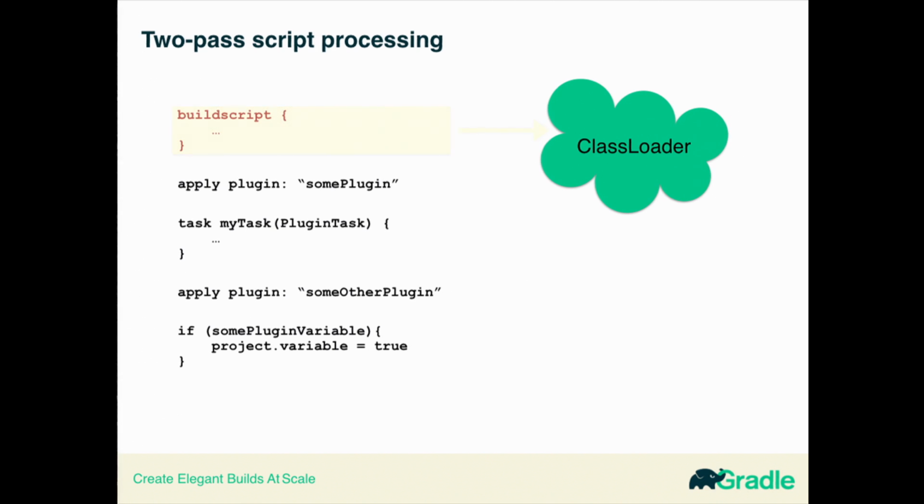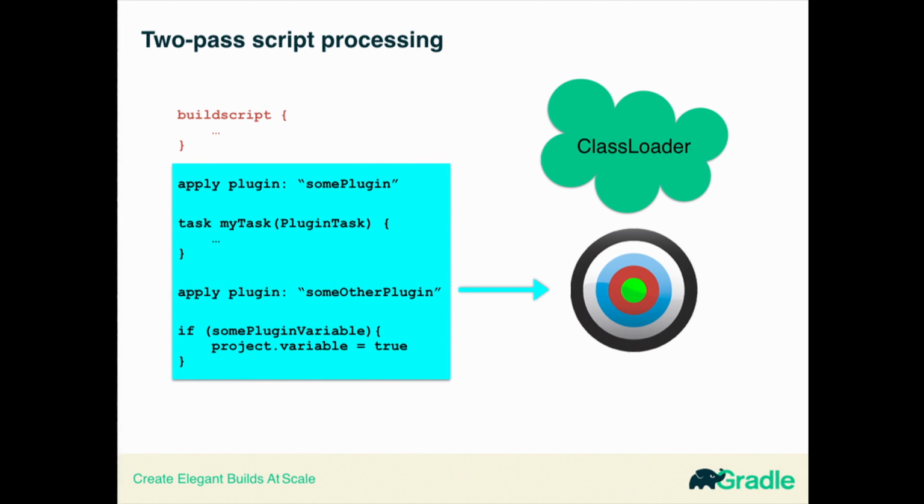And then we pretend like that's not part of the script anymore, and we, in a second pass, process everything else. So now that we've got a class loader set up, we can actually load the plugin task and the some plugin variable that was defined inside those classes and actually use them to configure the target, whatever the target might be, right? A project, settings, or the Gradle. So two passes for every script.